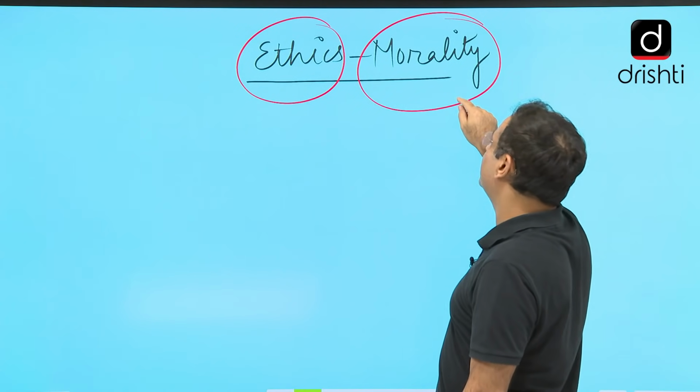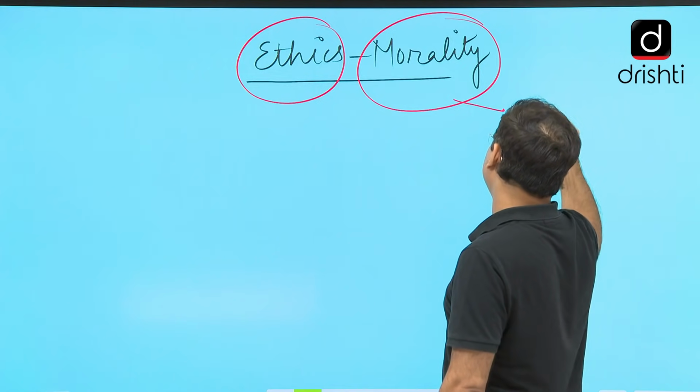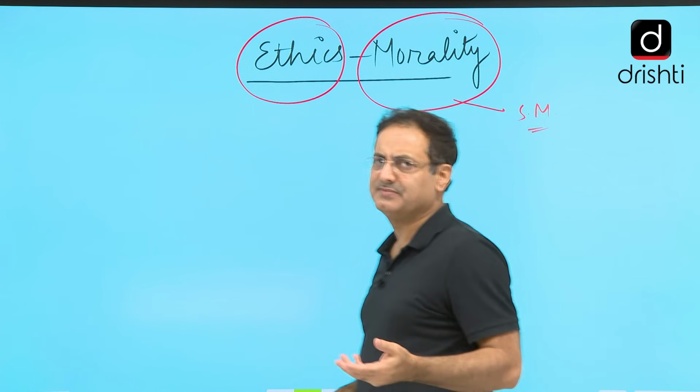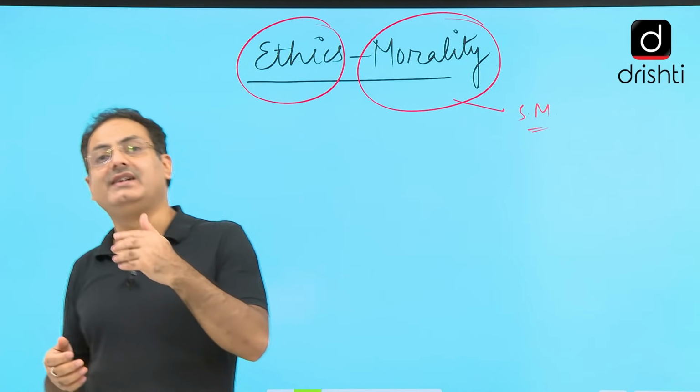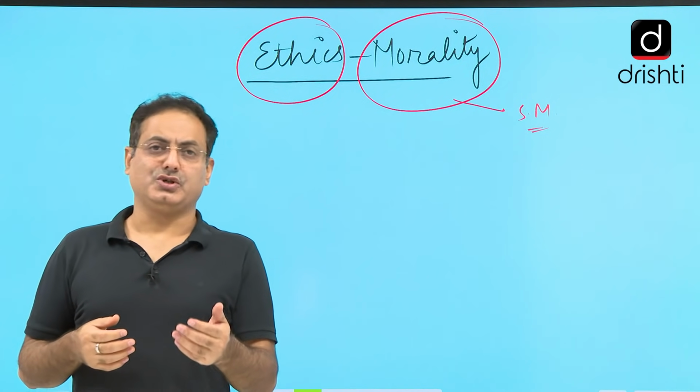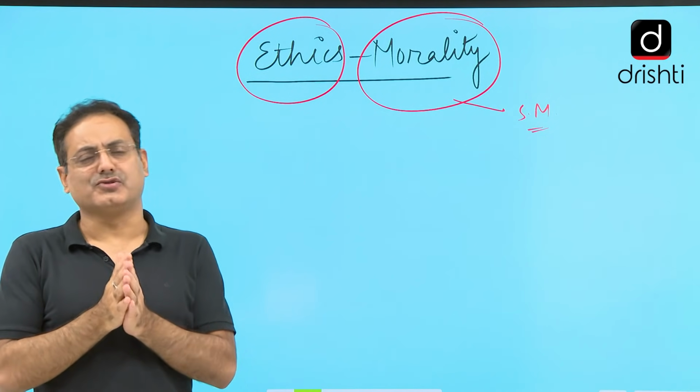See, morality has a single meaning, and a single meaning concept means we know what morality is. Morality is doing right things, doing appropriate things, doing or taking right decisions. That is called morality.